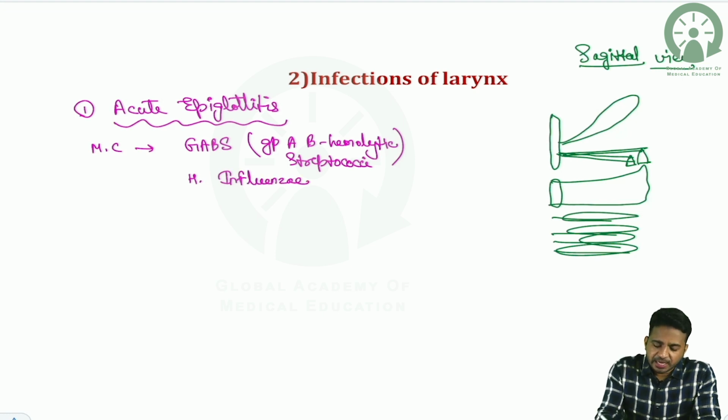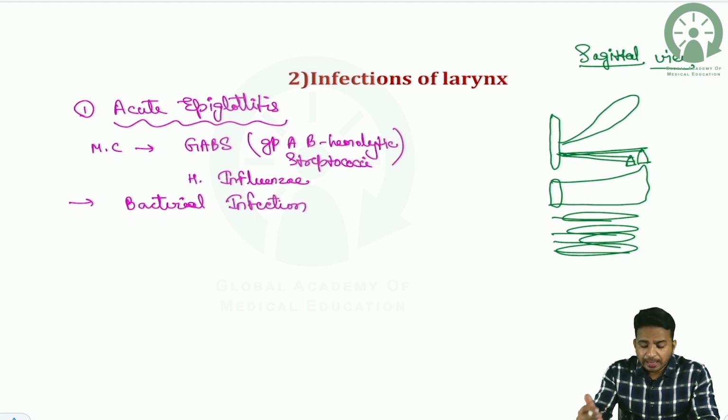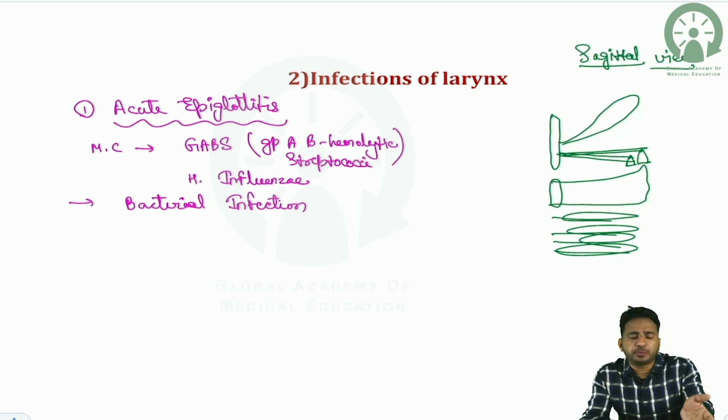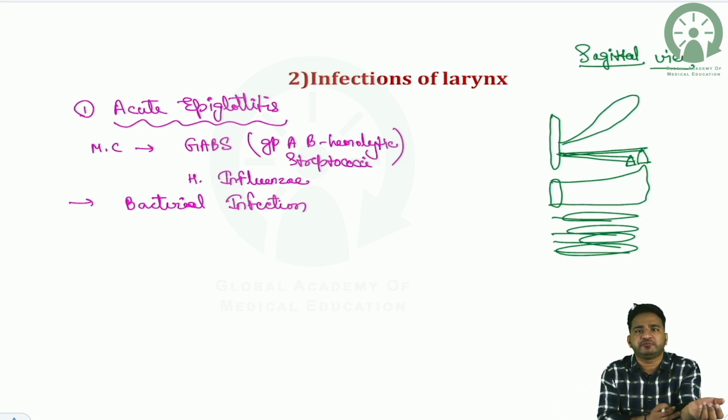So basically, acute epiglottitis, it's a bacterial infection, mainly affecting child of age group between 3 years to 6 years. So basically, around the age would be around 3 years, 4 years, 5 years. So the clinical presentation will be like this.